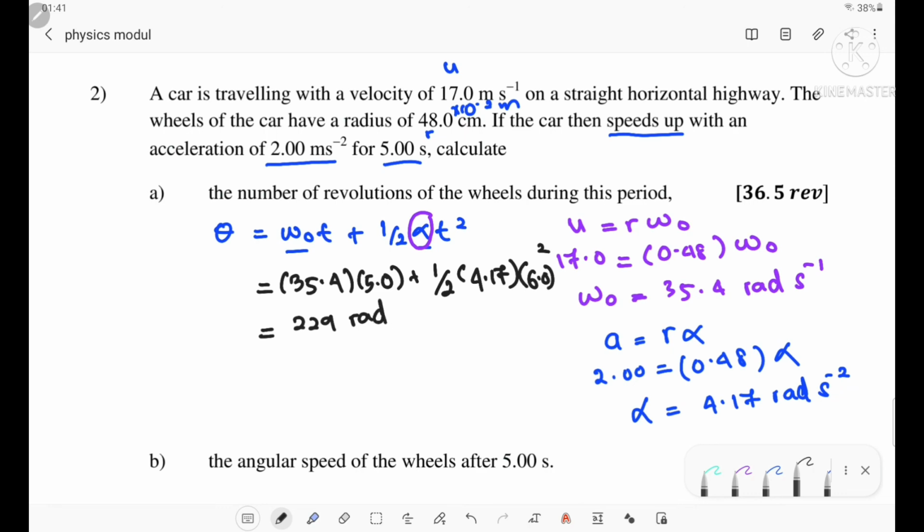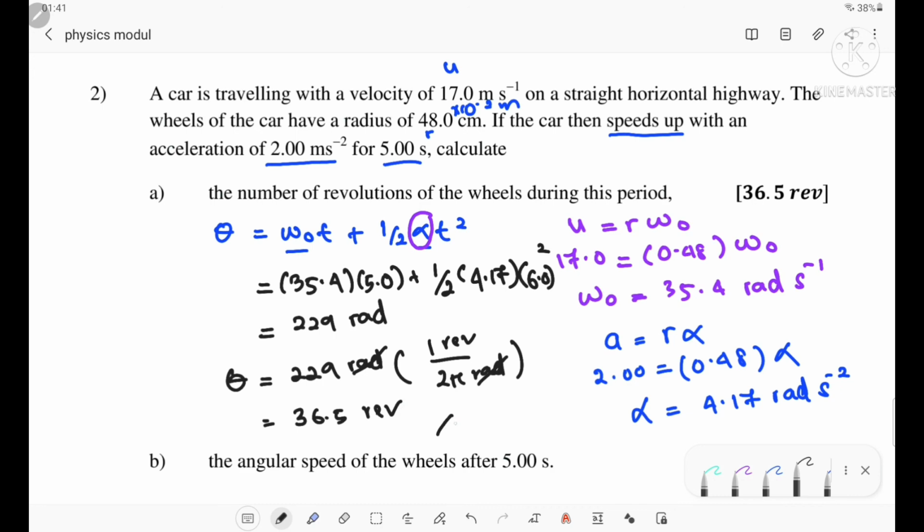So don't forget to convert radians to revolutions because the question states the number of revolutions. So theta is equal to 229 radians. Convert into revolutions: 1 revolution is equal to 2 pi radian. So radian we can cancel out, and then we have 36.5 revolutions. So this is the answer for question A, 36.5 revolutions.